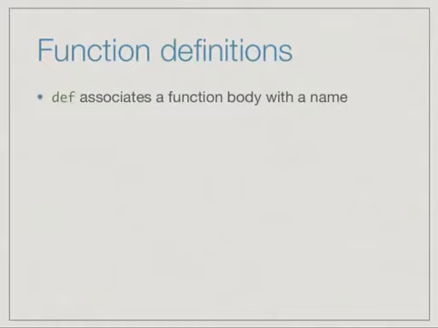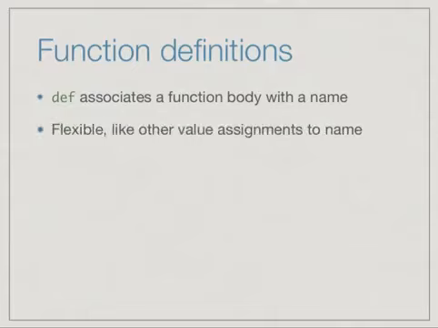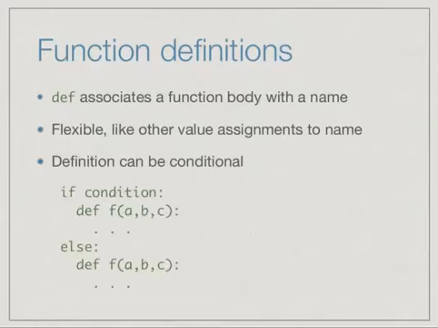A function definition associates a function body with a name. So it says the name f will be interpreted as a function which takes some arguments and does something. So in many ways, Python interprets this like any other assignment of a value to a name. So for instance, this value could be defined in different ways, in multiple ways, in conditional ways. So as you go along, a function can be redefined, or it can be defined in different ways depending on how the computation proceeds. Here is an example of a conditional definition.